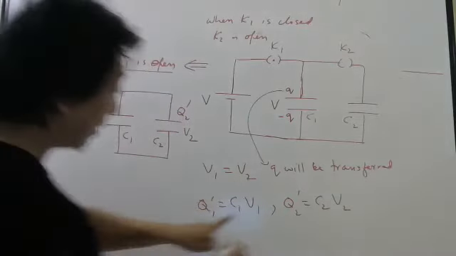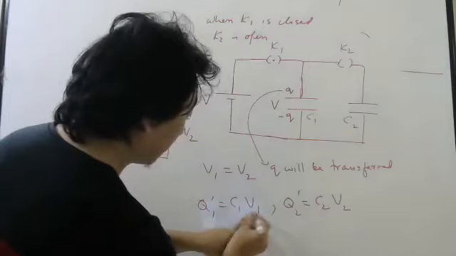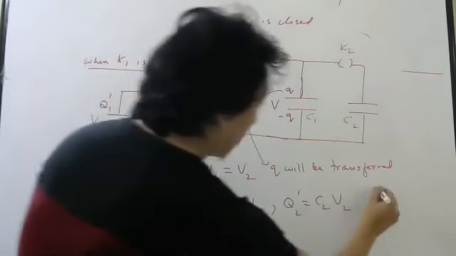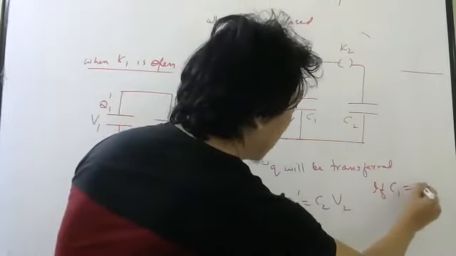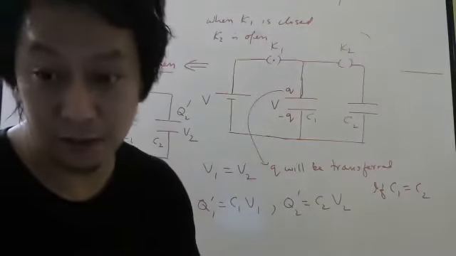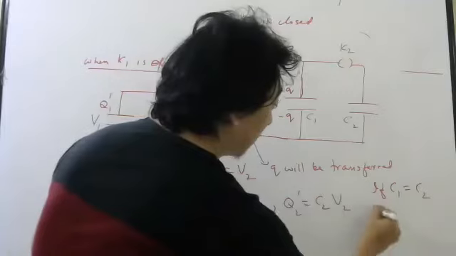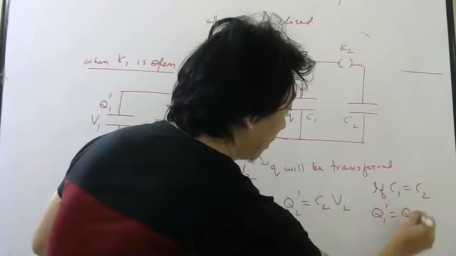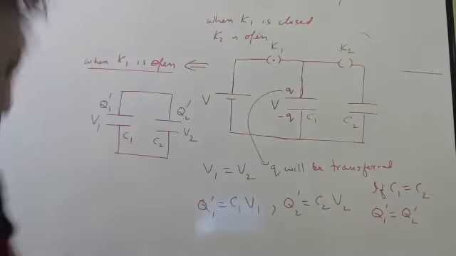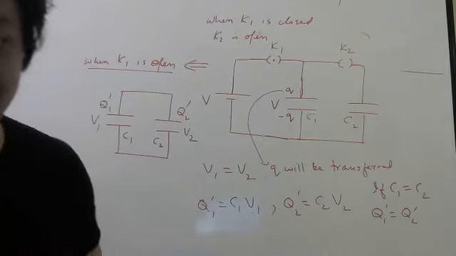Now look here. If these two are equal and C1, C2 are also equal, let us assume C1, C2 are equal, then Q1 dash will also be equal to Q2 dash. So which are the correct options? Options.